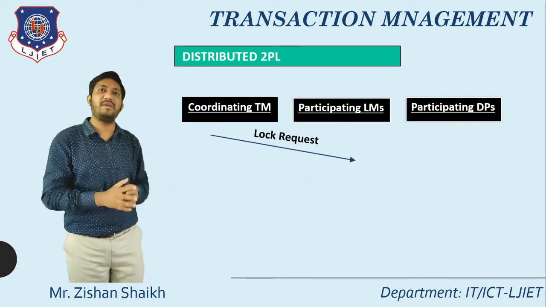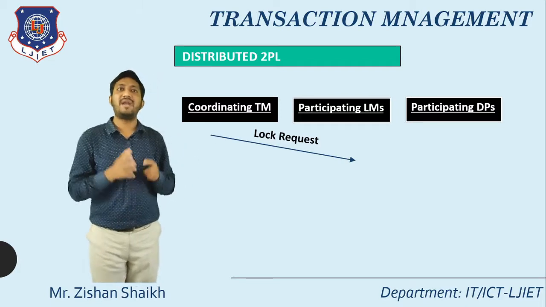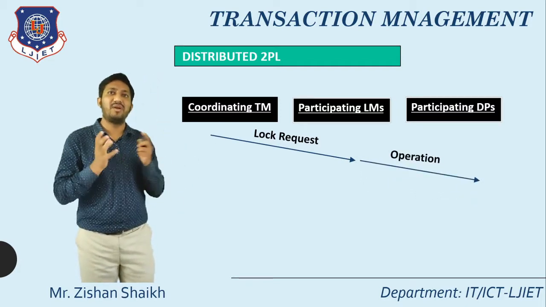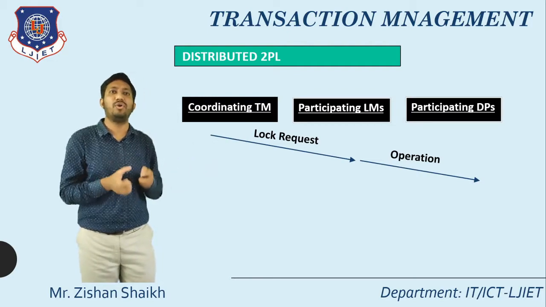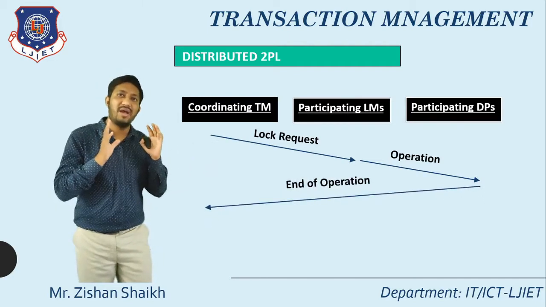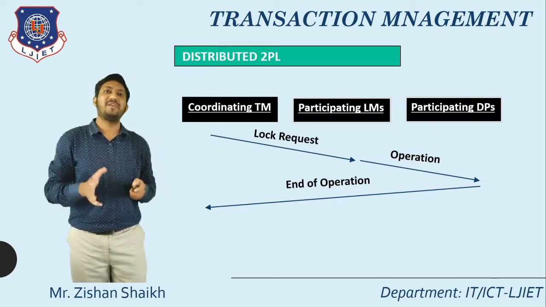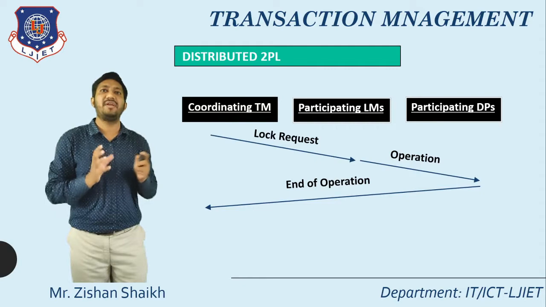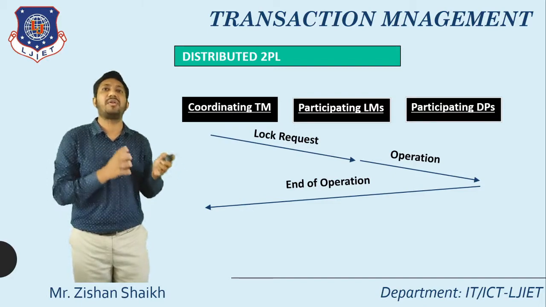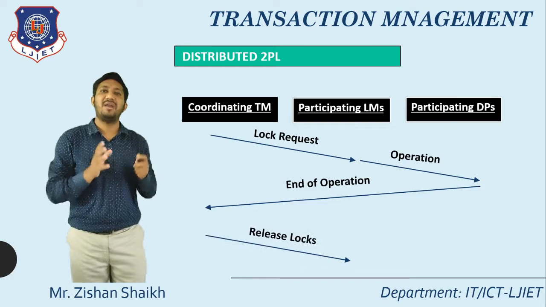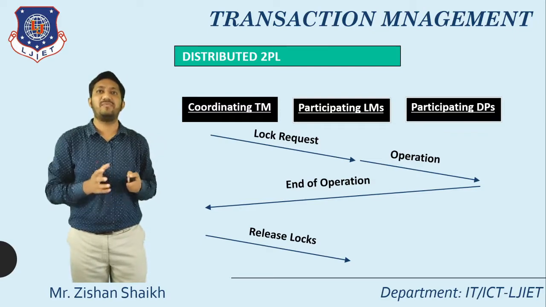When any request is generated by the coordinating transaction manager, it is first sent to the participating lock manager. That lock manager checks what the operation wants to perform on the requested data item. If the data item's answer is generated, it ends the operation and reports that its work is updated. After ending the operation, it checks whether any more data items are requested. If no data item is requested for any write or read operation, it releases the lock. This is the last step of this algorithm. So this is all about distributed 2PL and how it works.